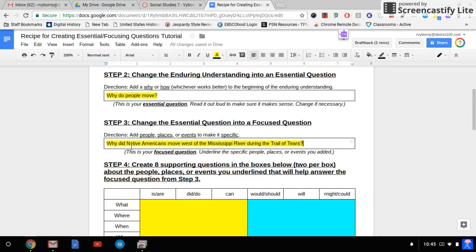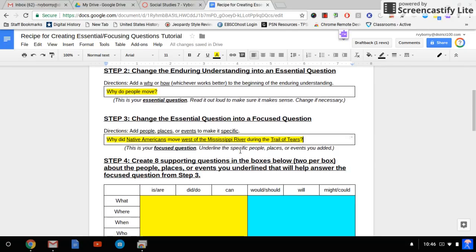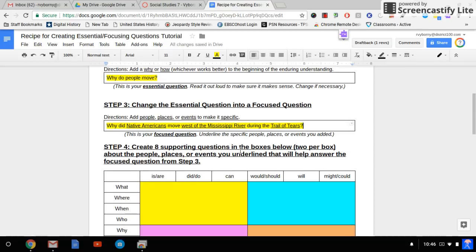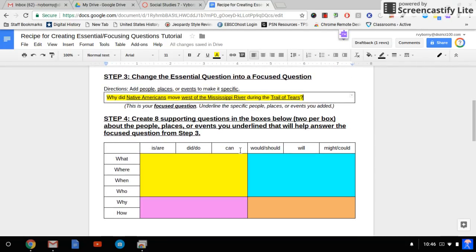Okay, and I'm going to go ahead and underline what I made specific. I made people specific by saying Native Americans. The place I made specific was west of the Mississippi River. And the event was Trail of Tears. You may or may not have all three of those: people, places, or events. It was pretty easy to do that for this one, so I went ahead and did it. That is your focused question now. So we have our focused question. That's what we're going to want to end up answering in the end.